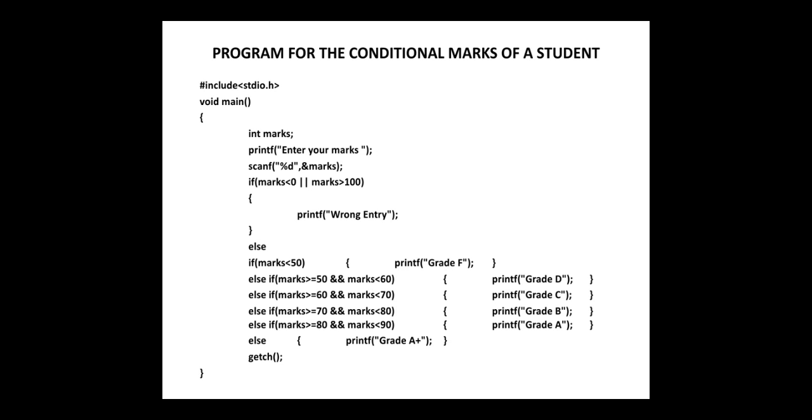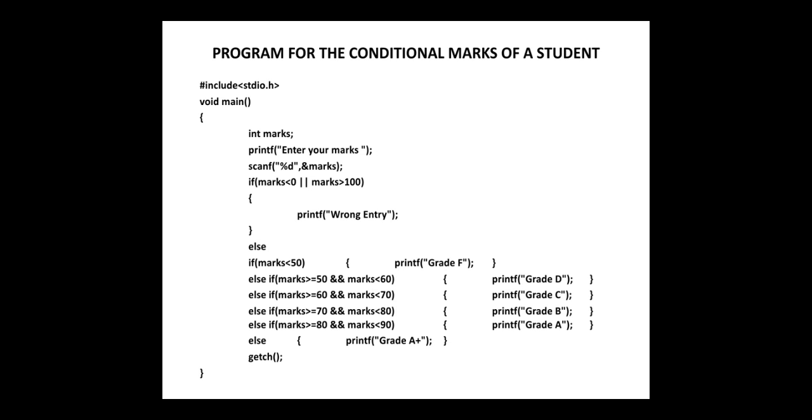And if the student scores in the 80 to 90 range, then he is having the grade of A. And if he scores more than 90 marks, then he is having the grade of A plus. By using this assumption, we wrote the program.